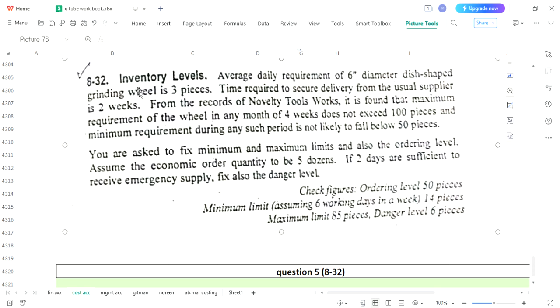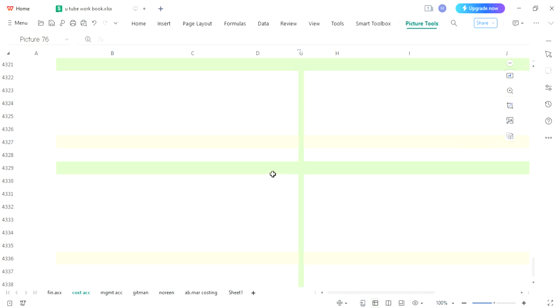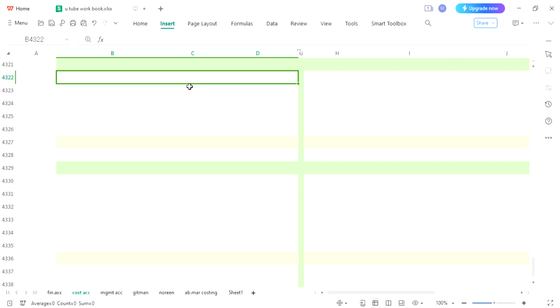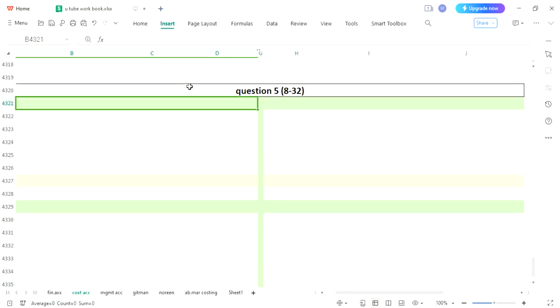As in our question right now, the PNS is in front of you. Again, we are asked the same thing: how much minimum amount should be present, how much maximum amount should be present, ordering level and danger level. So there are four things which are necessary for it, and similar four things would be put over here. So this way we will start our question.